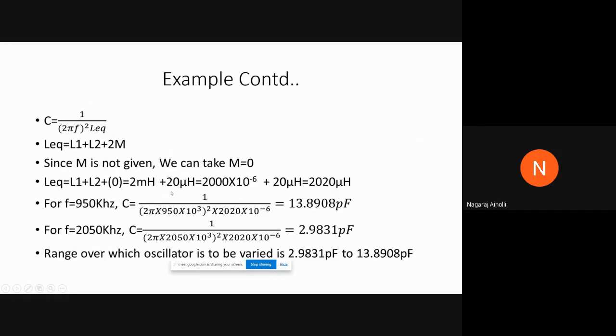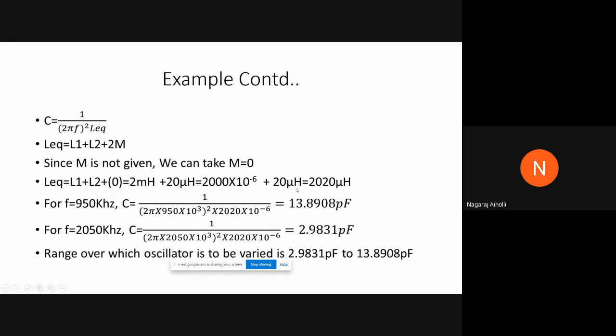So substitute 2 millihenry plus 20 microhenry. 2 millihenry I can write as 2000 microhenry. 2 into 10 raised to 3, that is 2000 into 10 raised to minus 6, that will be 2 into 10 raised to minus 3, or 2 millihenries. So 2000 microhenry plus 20 microhenry will be 2020 microhenries. I am writing this so that we can easily simplify the numerical and it becomes easy for us to do the calculations. That's why I'm expressing the whole value in terms of microhenries as 2020 microhenry.